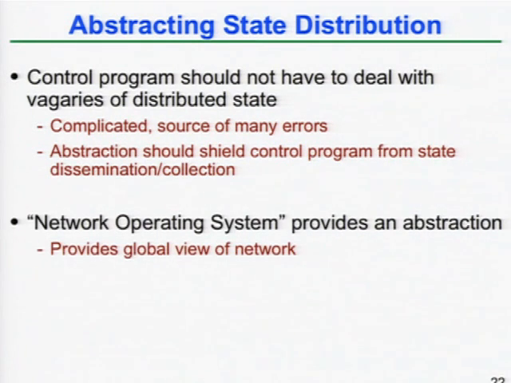So the phrase network operating system, that's something that we use, is an example of this, which says, we're going to provide you with an abstraction, which is we'll give you a global view of the network. And that's what you deal with. You don't have to deal with the physical reality. We'll give you a logical view of the network. And so I'm going to show a picture of this in a second, but the point is the control program will then operate on this network view, which is essentially a graph. And so given the graph as input, you then figure out what the configuration should be of every device.